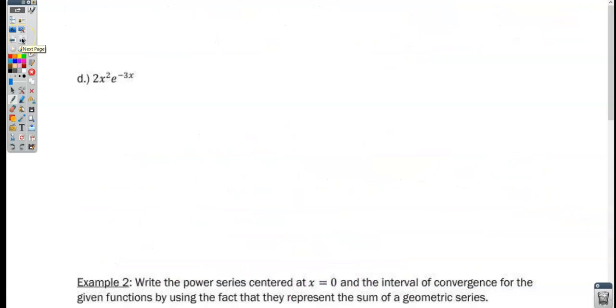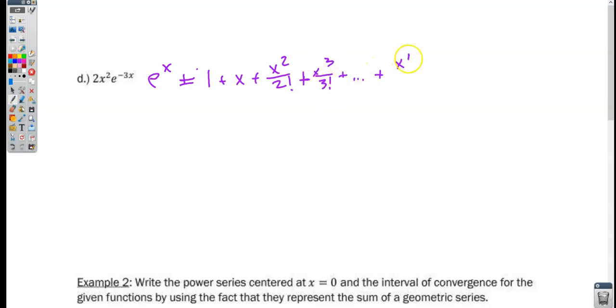All right, next. Example 4, 2x squared e to the negative 3x. We're going to start with the series for e to the x, which is just 1 plus x plus x squared over 2 factorial plus x cubed over 3 factorial, etc., all the way up to x to the n over n factorial. And then for our series for e to the negative 3x, we're going to replace all of those x's with negative 3x.